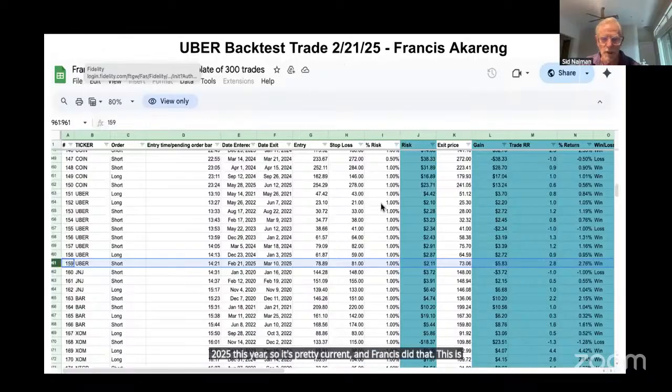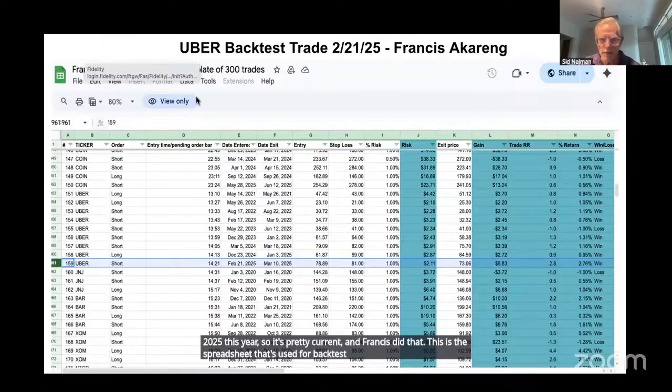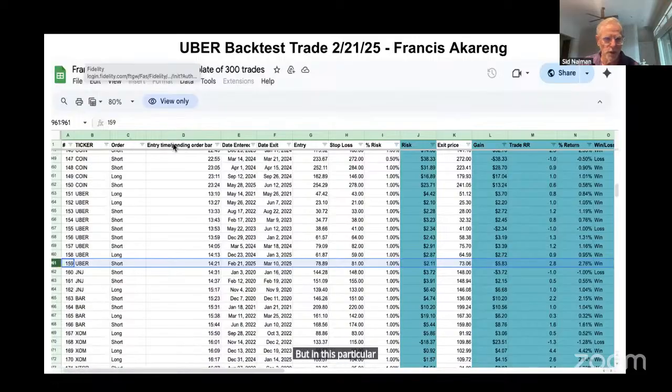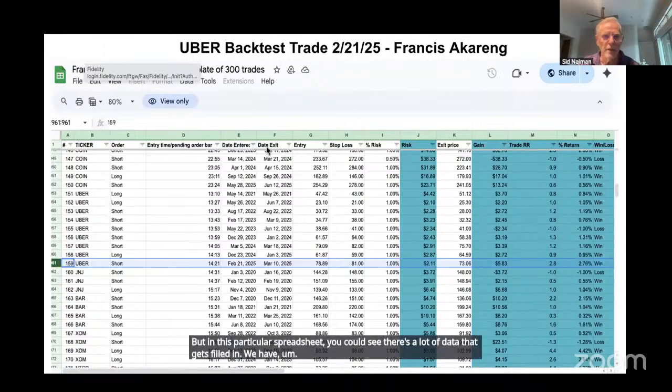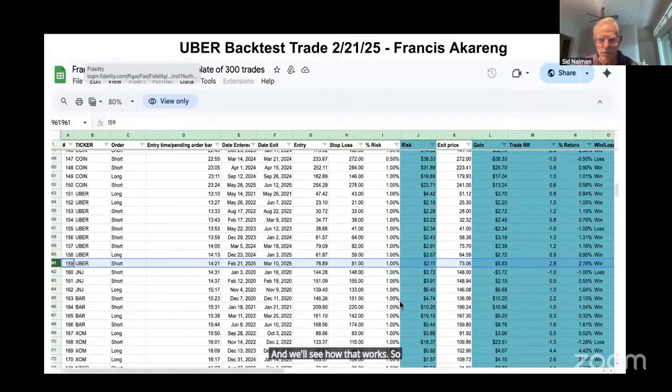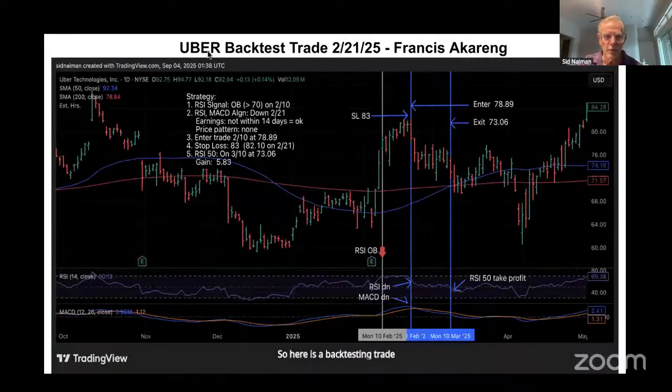This is the spreadsheet that's used for backtesting. I only have a slide of the left side of the spreadsheet. If you go to the right side, there's a lot more, including links to TradingView, et cetera. But in this particular spreadsheet, you can see there's a lot of data that gets filled in. We have the entrance date, the exit date, the entry price, stop loss, percent risk, et cetera, and so on. So we're going to look at one specific trade, at all this data that gets filled in on the chart, and we'll see how that works. So here is a backtesting trade for Uber. We're all familiar with Uber as a company and what they do.